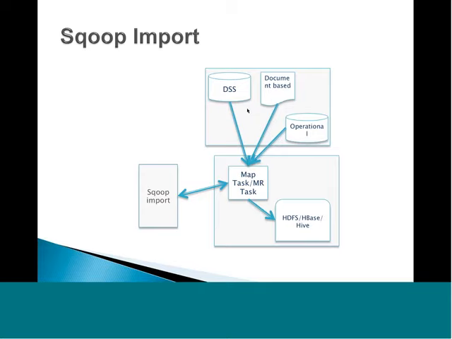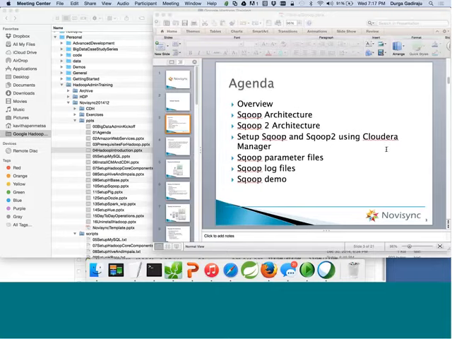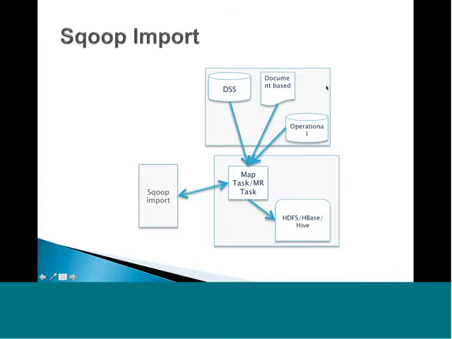So sqoop import. No, you need not write API in MapReduce to export or import. You can do that if you want, if sqoop is not performing as per your expectations. That's what we will get into when we actually do the demo. I will explain that. That is a very good question actually. So sqoop import will actually get the data from source into the HDFS.